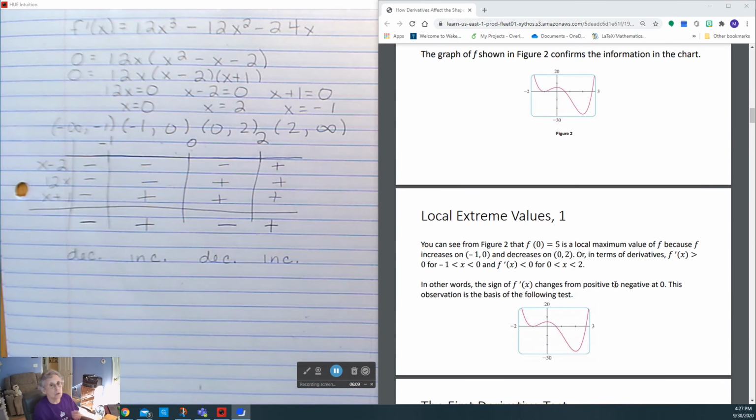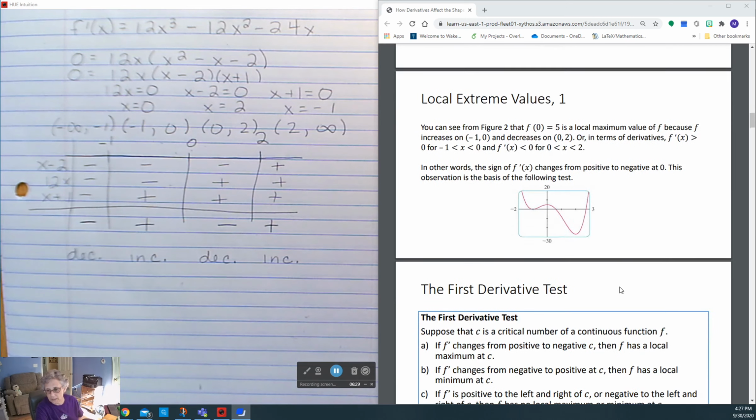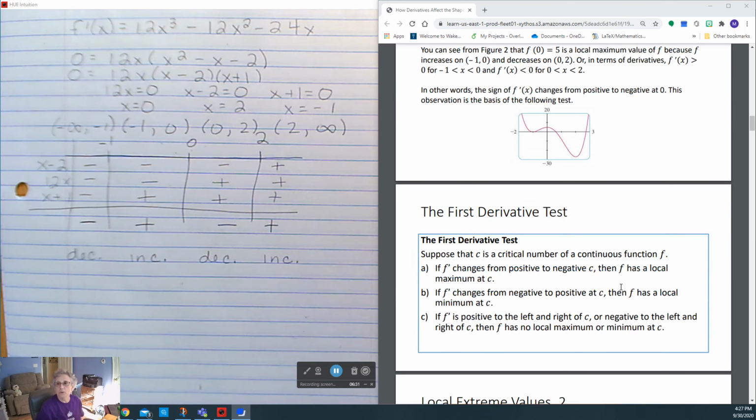Now let's talk about local extreme values. Local extreme values are where your derivative changes sign, because it's where you change from increasing to decreasing or from decreasing to increasing. That brings us to the first derivative test. Suppose you have a critical number of a continuous function. We learned last section that critical numbers are where we start looking for maxes and mins.